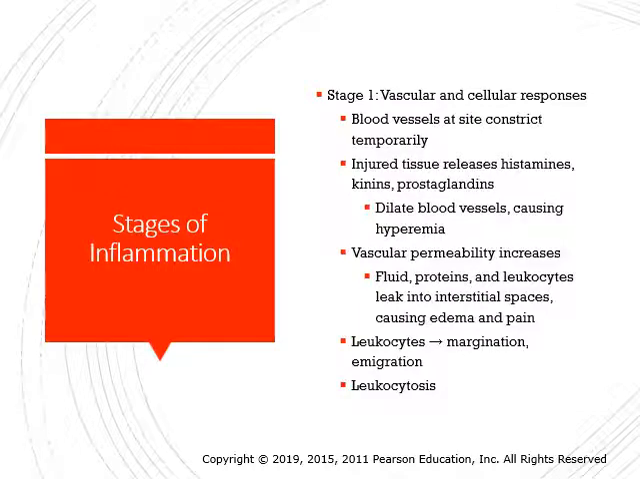Okay, let's talk about the stages of inflammation. Stage 1 occurs when there are vascular and cellular responses. Blood vessels at the site constrict temporarily. The injured tissue releases histamines, kinins, and prostaglandins. Here, the blood vessels begin to dilate, causing hyperemia. So there's an influx of blood flow to that area. Vascular permeability increases, so fluid, proteins, and leukocytes leak into the interstitial spaces, causing edema and pain.